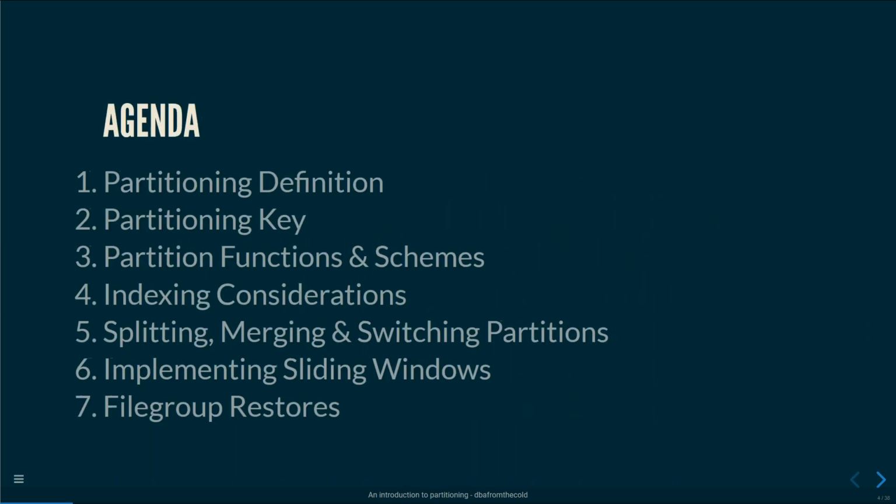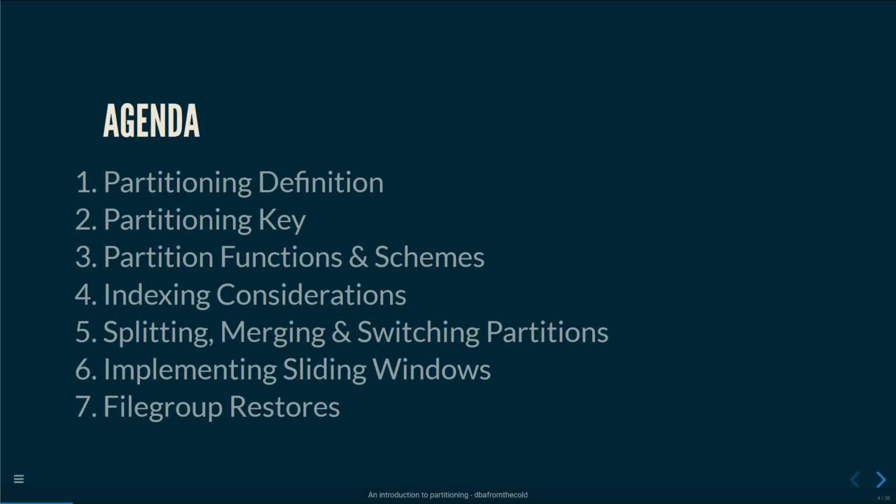So here's what we're going to cover. We're going to start off with the partitioning definition. What is partitioning? And then we're going to talk a little bit about the benefits and the drawbacks of it, but I really want this to be a demo-based session. So we're going to get straight into choosing our partitioning key, which is the column on our partition table that defines our partitions for us. Once we've got that, we'll then have a look at partition functions and schemes, the objects that we build partition tables upon. Then we'll have a look at indexing considerations, because there's a couple of little gotchas that we need to be aware of when applying indexes to partition tables.